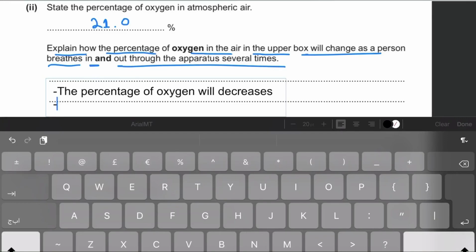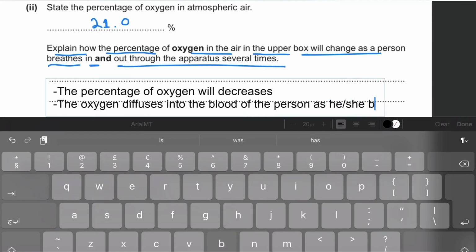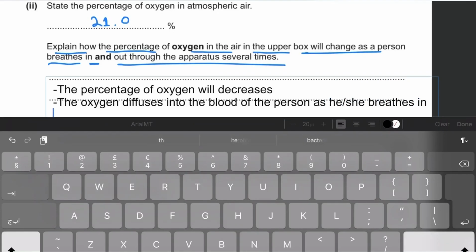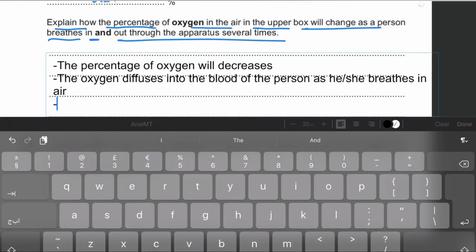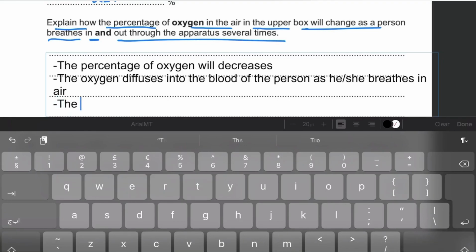So what is the reason behind this? We will simply say the oxygen diffuses into the blood of the person as he or she breathes in air. And why does the oxygen have to diffuse into the blood? Because the person has to use this oxygen in aerobic respiration. The oxygen is used in aerobic respiration.